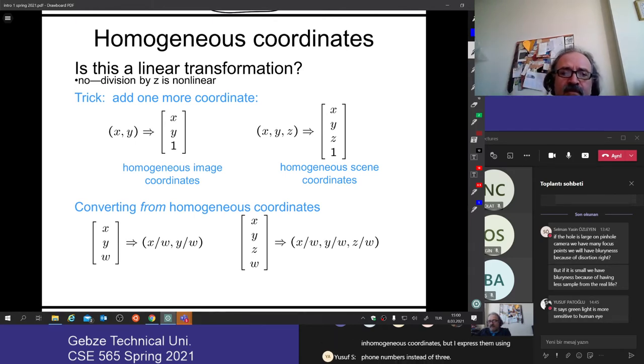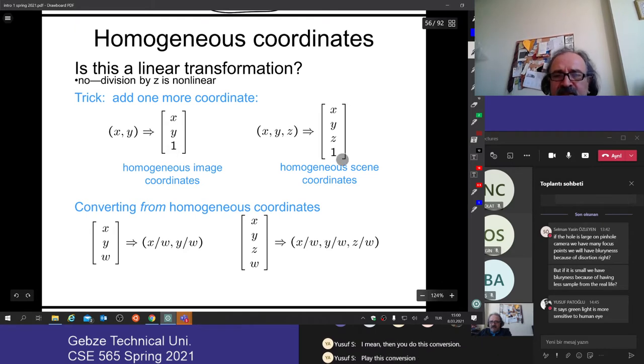Coming back from homogeneous coordinates to inhomogeneous coordinates, given x, y, w, I just divide them: x over w, y over w. If w is 1, then it is just x and y. W doesn't have to be 1 all the time. When you do the conversion, I put a 1 here, but when you come back, this w doesn't have to be 1.